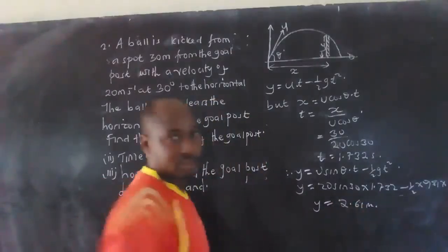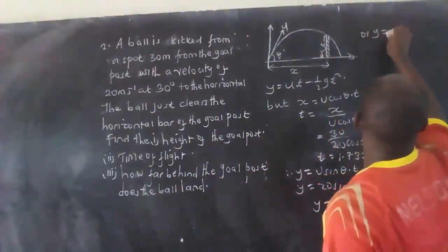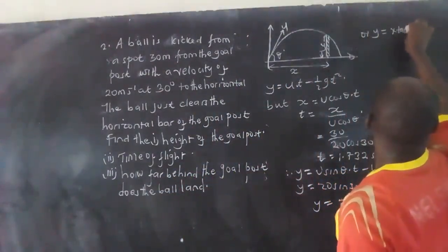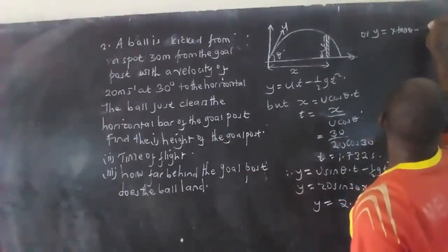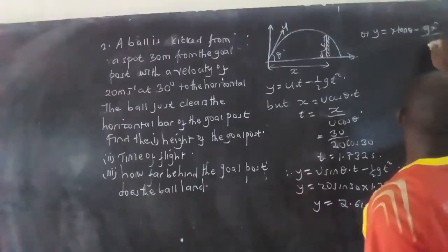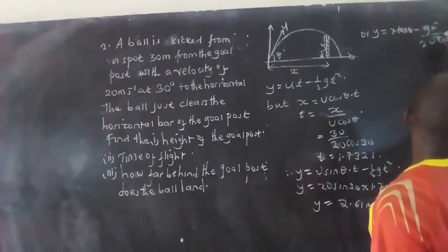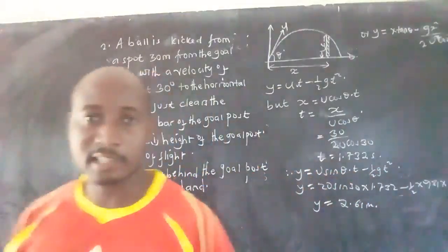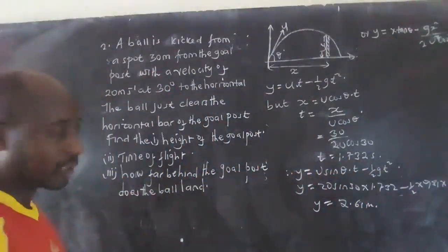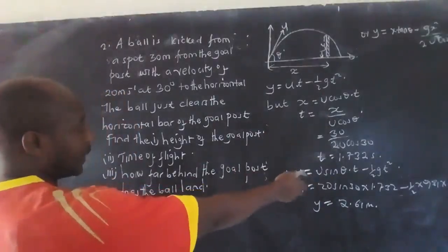2.61 meters. Alternatively, we could say y is equal to x tan theta minus g x squared over 2u squared cos squared theta. So we can use the equation of trajectory and you'll get the same answer. When you use the equation of trajectory, you get the same answer without necessarily getting the range.